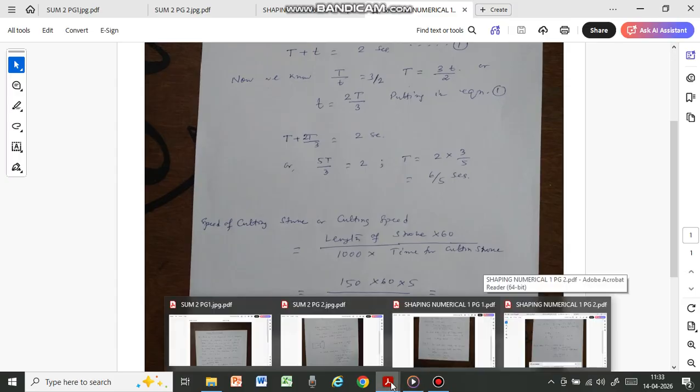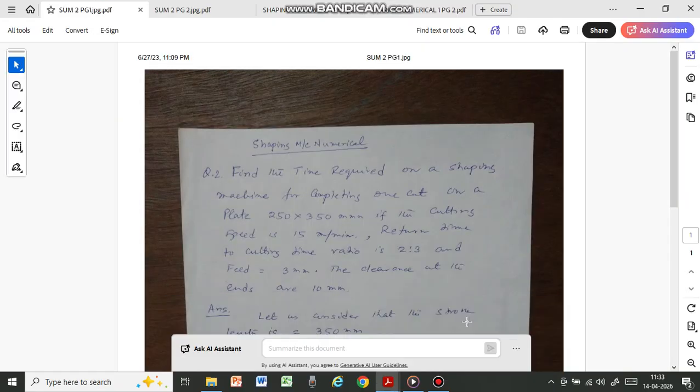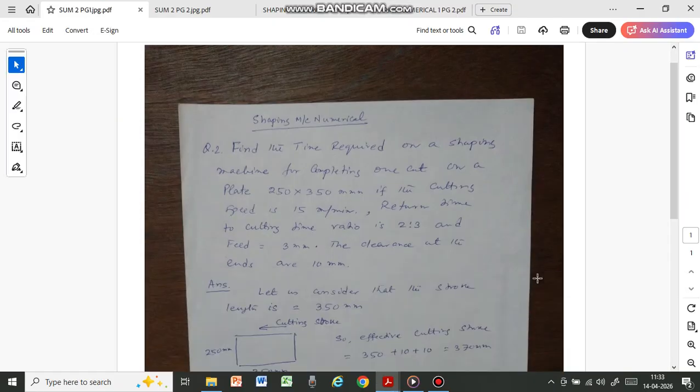Now in sum number 2, in sum number 1 we found out the cutting speed, and in sum number 2 we will find out the cutting time required. Find the time required on a shaping machine for completing one cut on a plate 250 by 350 millimeter if the cutting speed is 15 meters per minute. Now here the cutting speed is given, and in the earlier problem we found out the cutting speed.